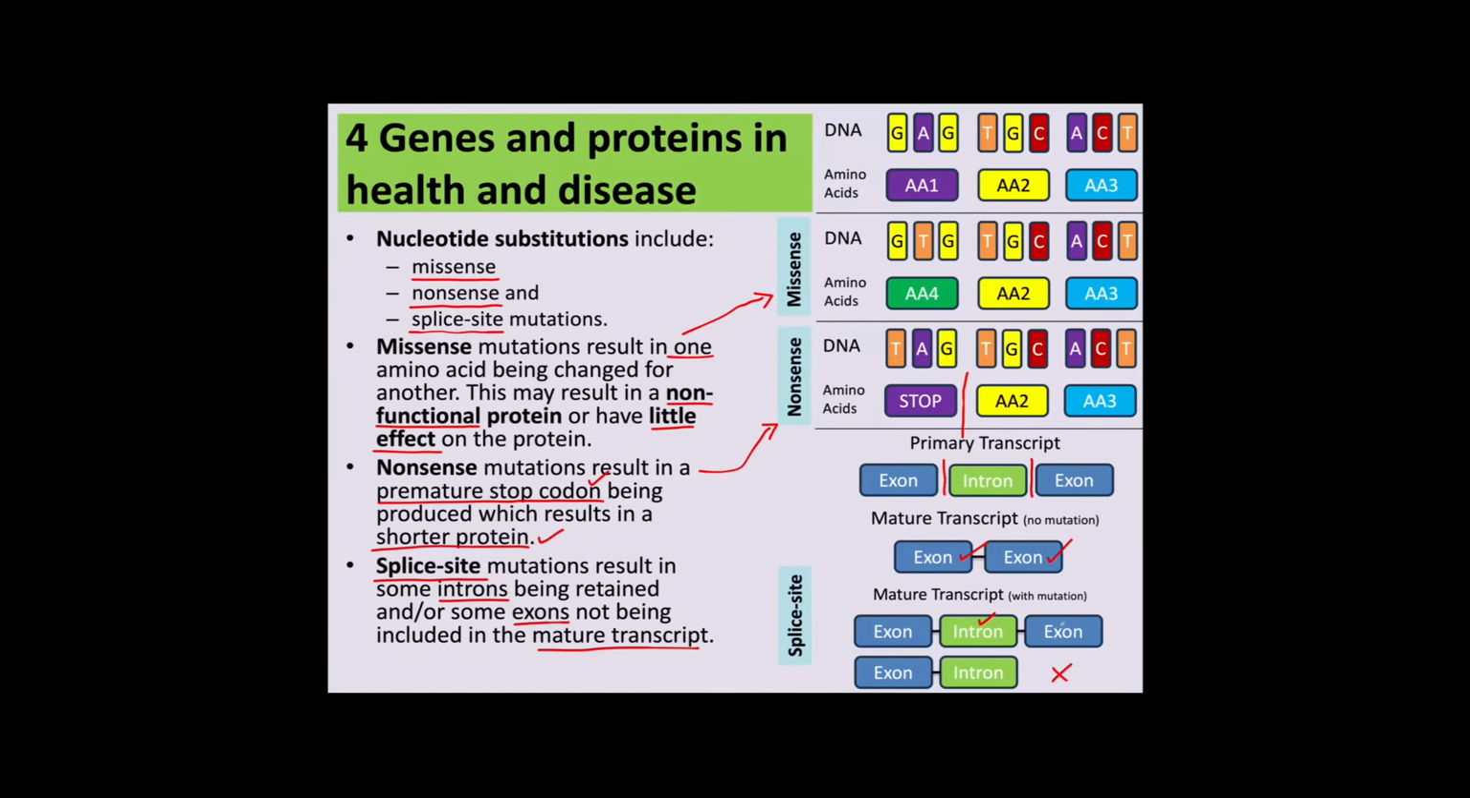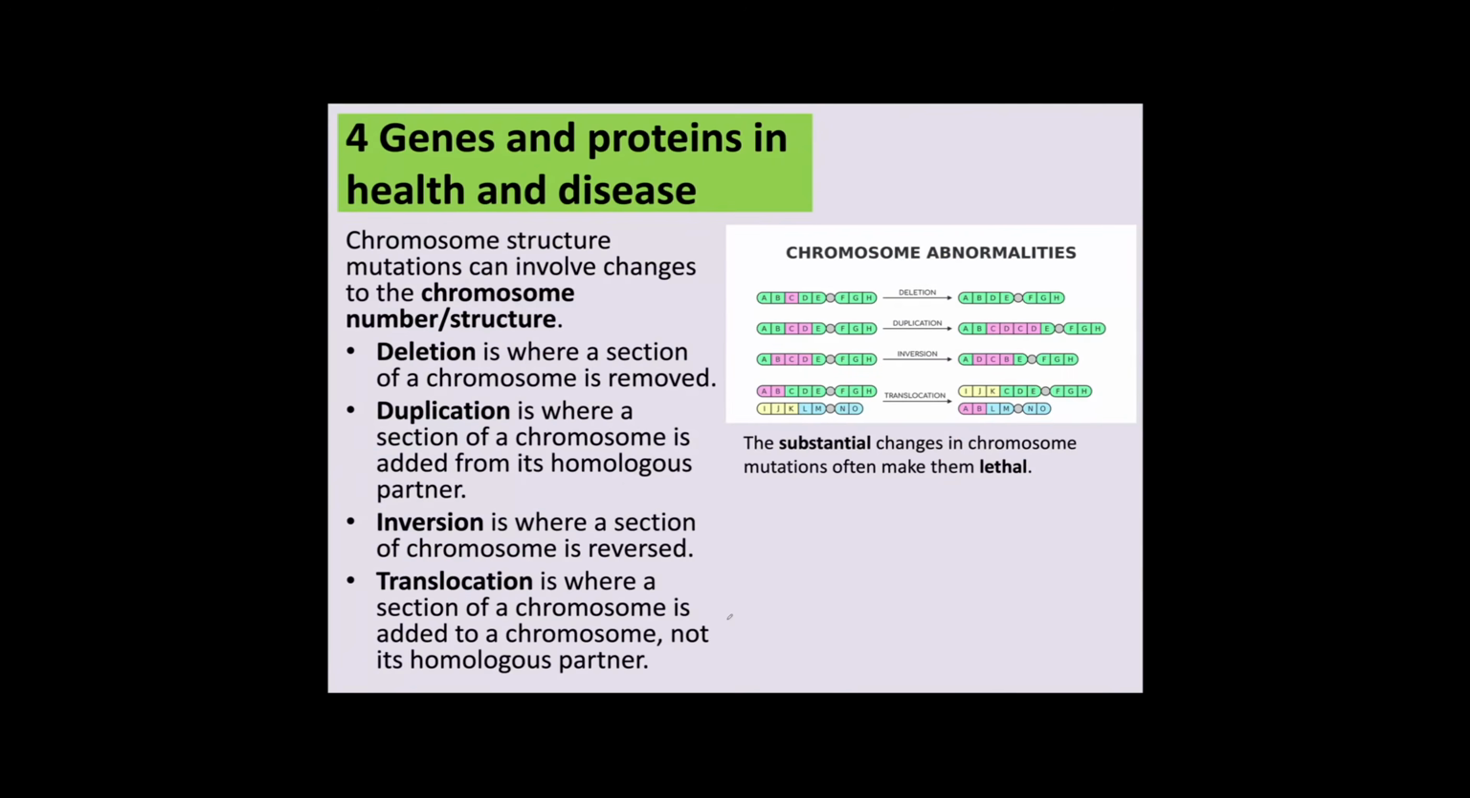So we're ending up with mature transcripts here which are not going to code for the right protein. They are not going to have the right codons to make the amino acids which make up the protein that we actually want. So splice site mutations result in some introns being retained, or some exons not being included within our mature transcript.